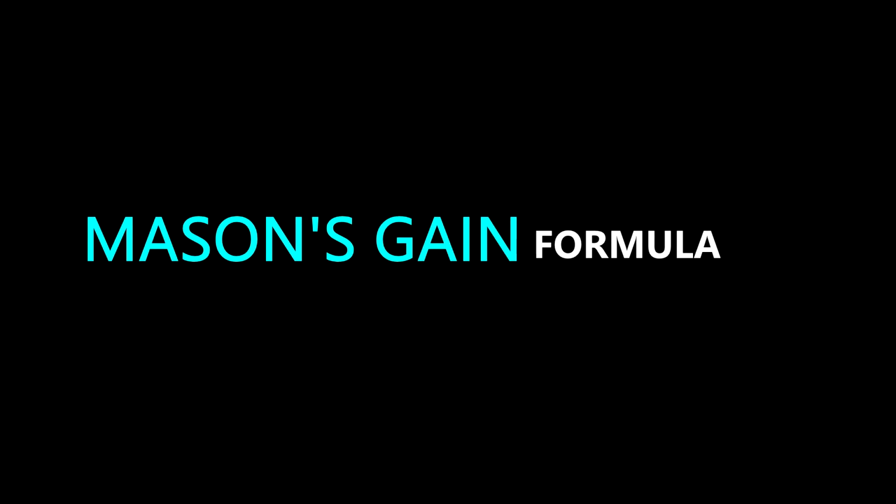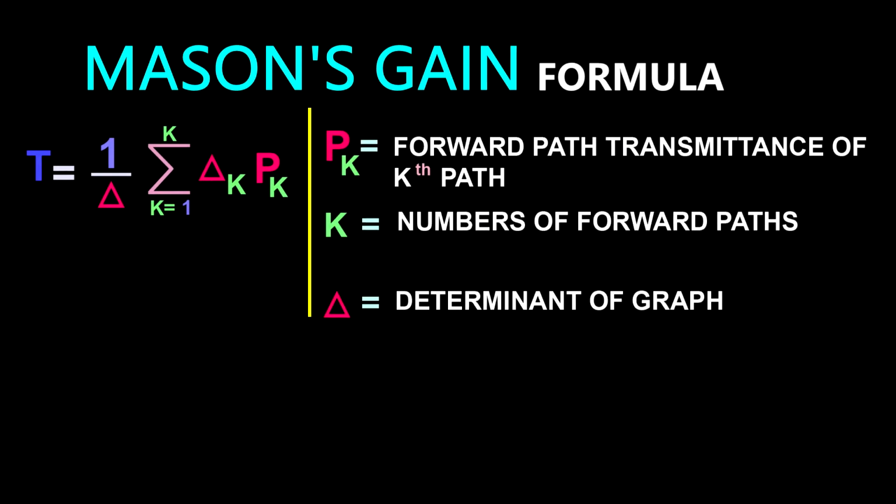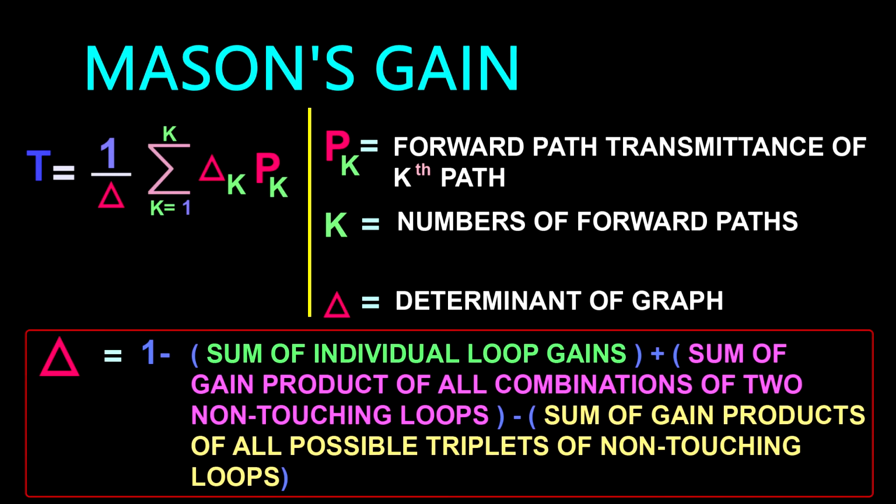Now there is one important formula, also known as Mason's gain formula. Overall transmittance or gain can be determined by Mason's gain formula, where T equals the summation of Pk times delta k by delta, where Pk equals the forward path transmittance of the kth path, k equals the number of forward paths, and delta equals the determinant of the graph, where delta equals 1 minus the sum of individual loop gains plus the sum of gain products of all combinations of two non-touching loops minus the sum of gain products of all possible triplets of non-touching loops. Non-touching loops are those loops which do not touch the forward path.